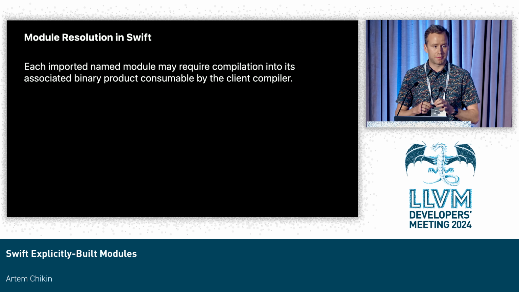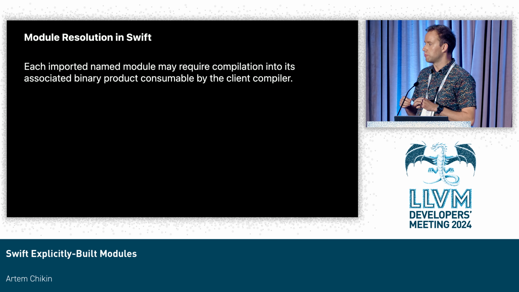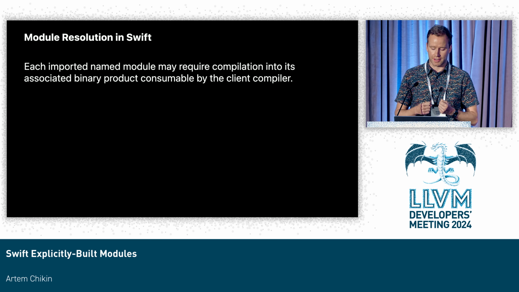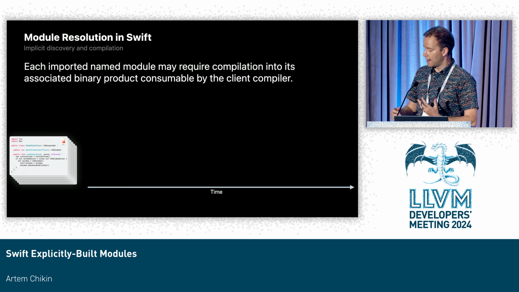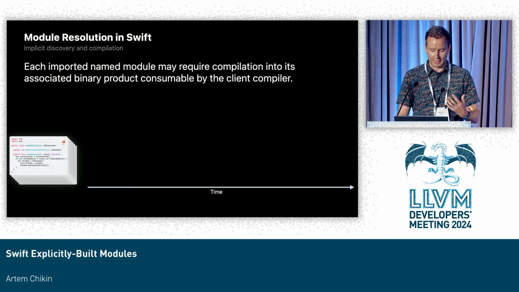The key concept here is that each named module requires to be compiled into a format that the compiler can actually ingest. And so if we take a step back and look at compiling a more meaningfully interesting piece of source code where you're building a Swift target that consists of many different source files, each one has its own import statements, this process looks something like this.